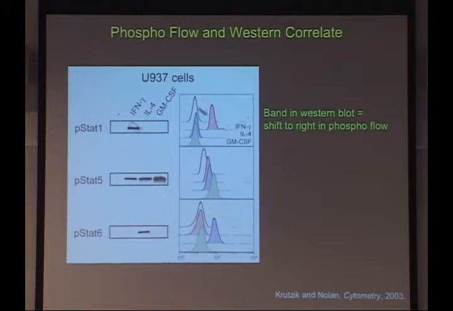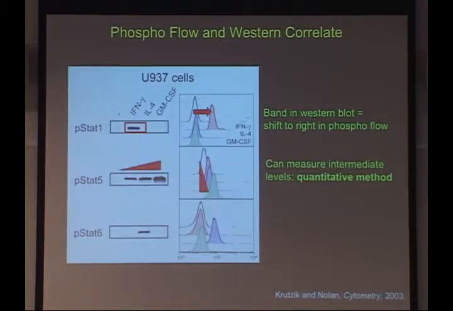So to look at the comparison to normal Western blotting, if you see a band in a Western, that basically correlates to a shift to the right in your phosphoflow. So you can see with interferon gamma, you induce STAT1, and you see a band, and you see a shift to the right. With STAT5, you can see you actually get intermediate levels and then a high level. And I'll show some more where it's actually quantitative, in a little bit more detail.